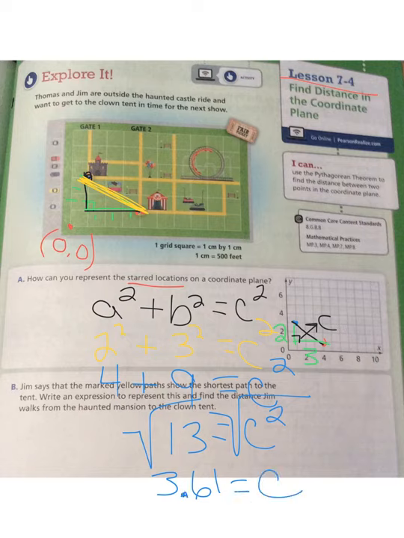So with that being said, if we wanted to walk, like I said, the blocks, we could go 5 blocks to get there, the 2 and then the 3, or we can see that our fastest path would be going straight from the haunted castle ride to the clown tent, which would be 3.61 blocks. So we take off a block and almost a half. Let's go ahead and jump into our example.